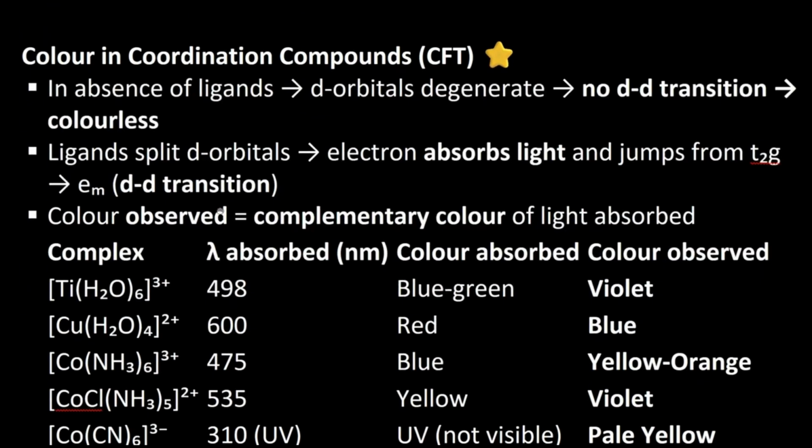Then we have colors of coordination compounds. In the absence of ligands, d orbitals are degenerate, so no d-d transition happens. Ligands are mainly the reason that gives the energy and motivates the electrons to go to the excited level. So this splits the d orbitals, then an electron absorbs light and jumps to the t2g and eg levels, so that the d-d transition happens.